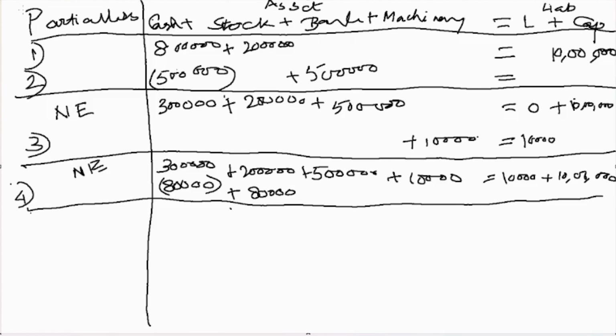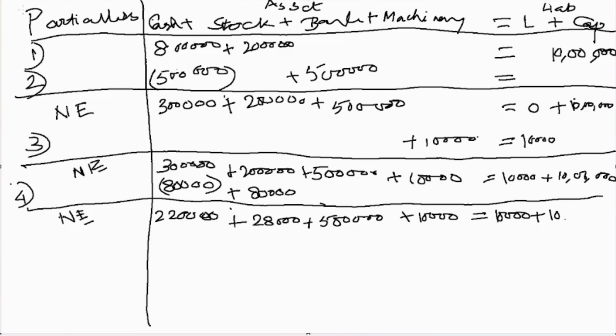So the NE over here will be 2,20,000 plus 2,80,000 plus 5 lakhs plus 10,000, which will equate to 10,000 plus 10 lakhs.